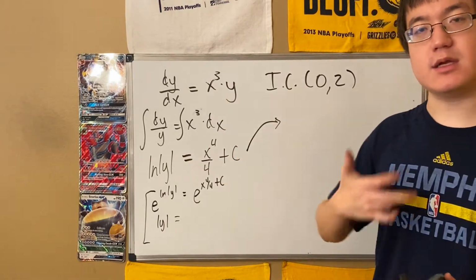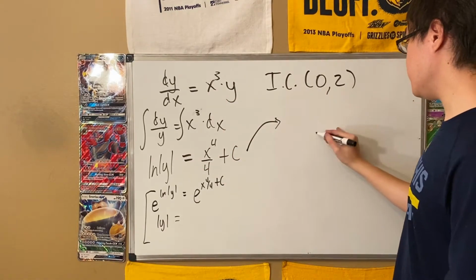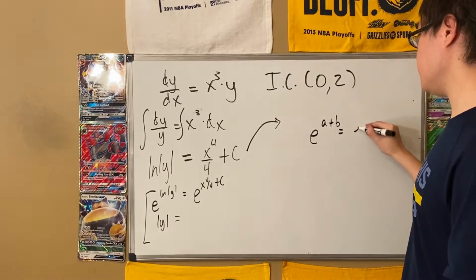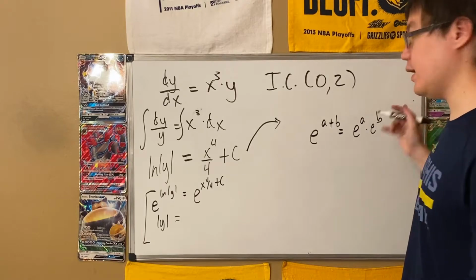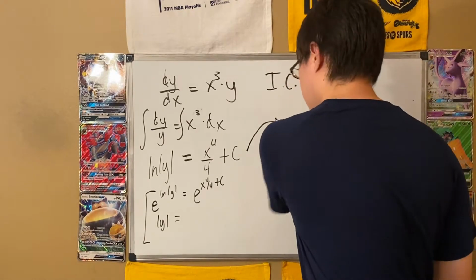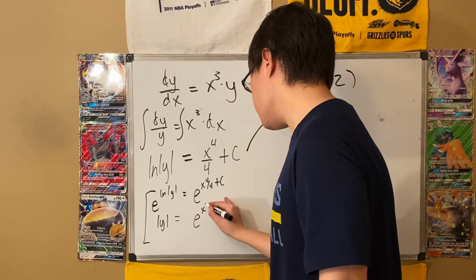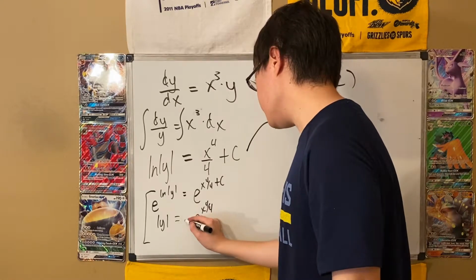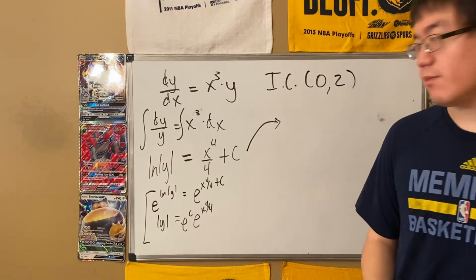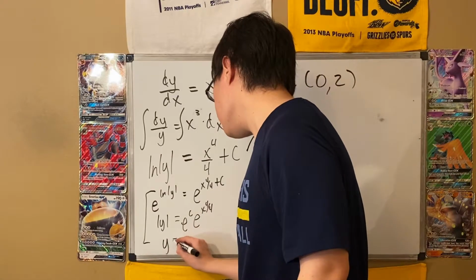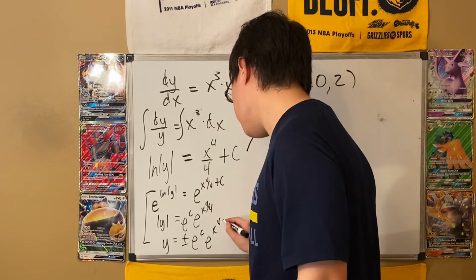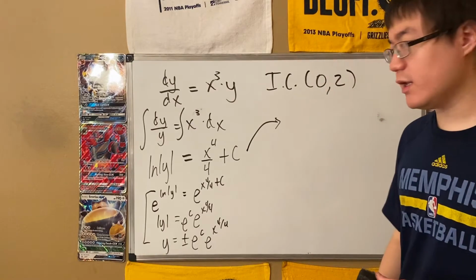And then remember that when you have e to a sum, that's the same thing as e to the a times e to the b, because we have this formula right here, a nice little standardized test formula from Algebra 2. When we have this, this is equal to this by exponential rules. So we can write this as e to the x to the 4th over 4, and we're going to write e to the c in the front actually. Then because we have absolute value, we're going to write plus or minus. So y is equal to plus or minus e to the c, e to the x to the 4th over 4. But again, I don't write any of these steps.